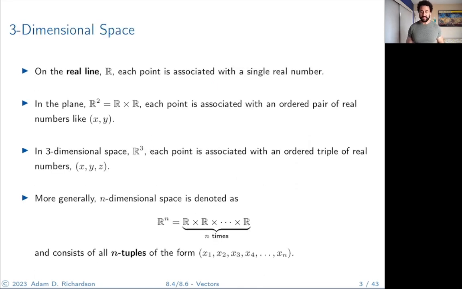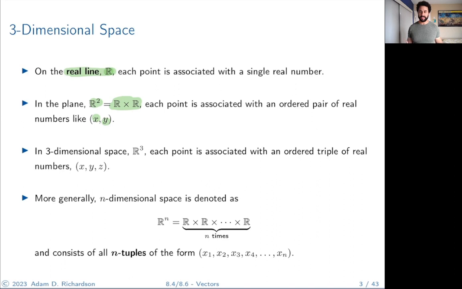So first, let's talk about three-dimensional space. When you're working with the set of real numbers, we can use the real line to visualize what those things are. So on the real line, each point is associated with a real number. Oh, and we denote the real line or the set of real numbers with that fancy R. Now the plane is denoted by R squared, which is R cross R. And in the plane, each point is associated with an ordered pair of real numbers, two numbers like x and y. And they're ordered, meaning x is the first coordinate, y is the second coordinate, and so on.